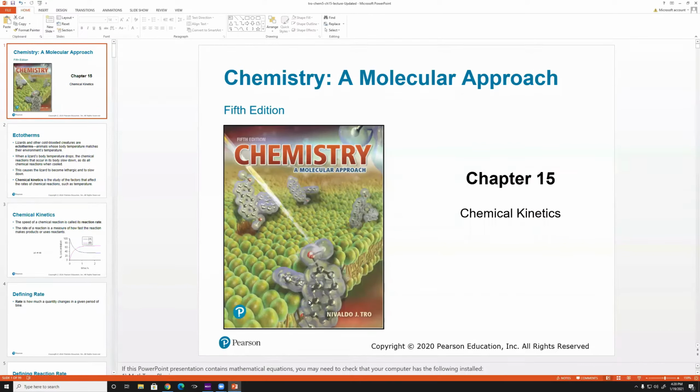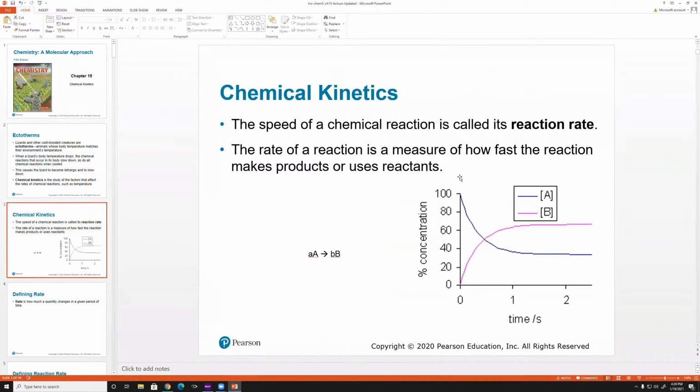In chapter 15, we're going to learn about chemical kinetics. Now, chemical kinetics basically means the movement of the molecules with respect to time. How fast is the reaction occurring, and reaction rate. So what is the reaction rate?